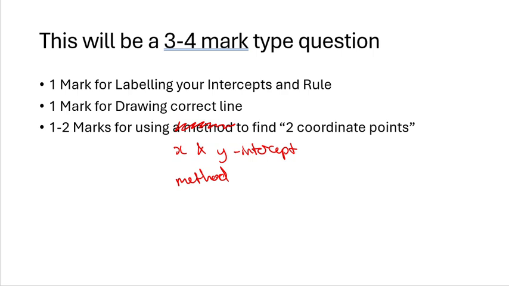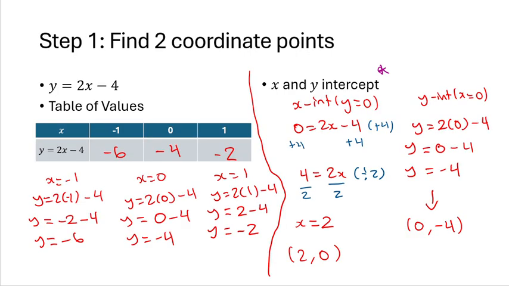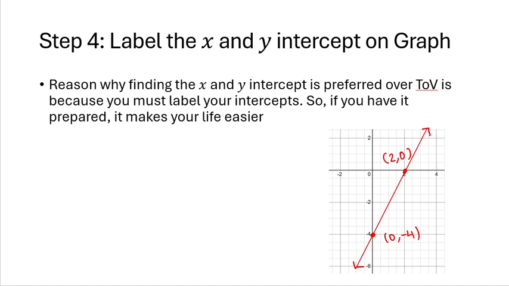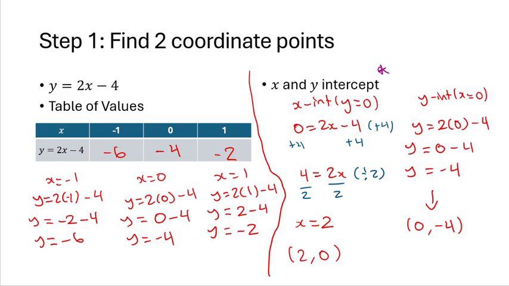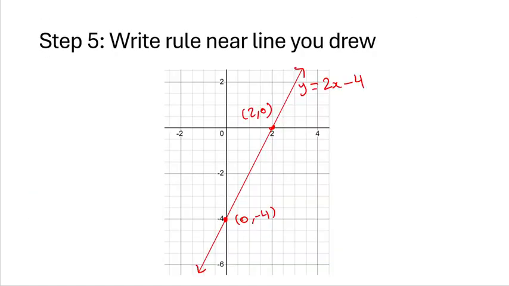So make sure you do this. Remember, the x and the y intercept is the preferred method because it's less work overall. But yes, the table of values method makes sense as well. So I would not say, hey, learn the table of values method. I would say, hey, learn the x and the y intercept method. Okay. So just remember, this is how your graph should look.